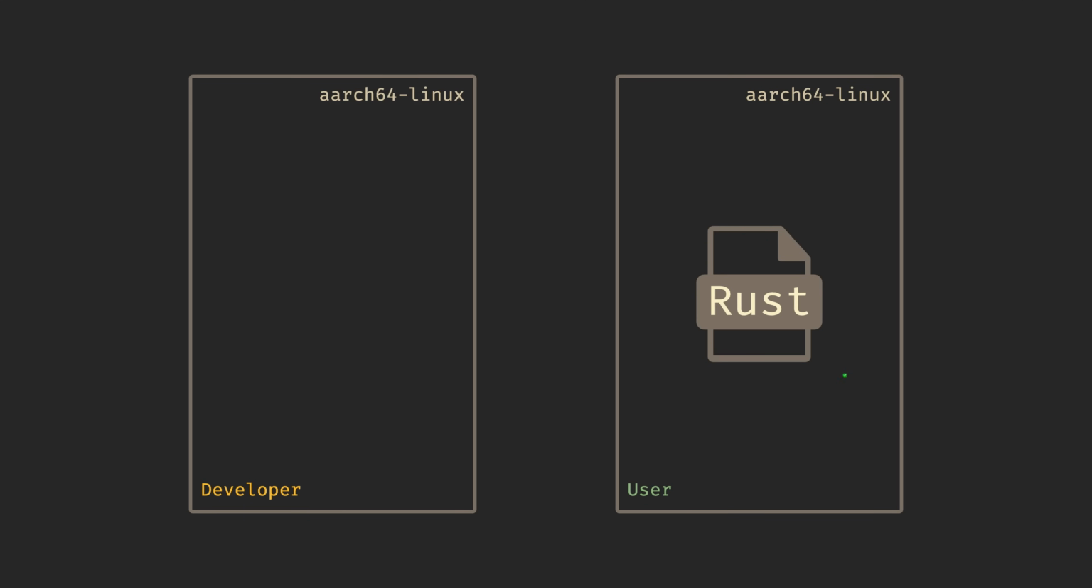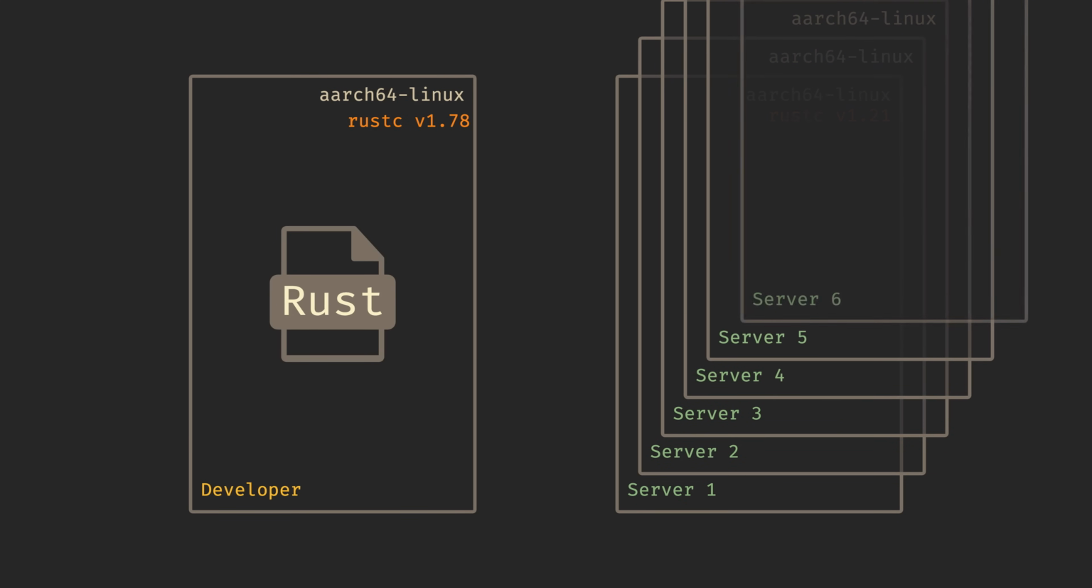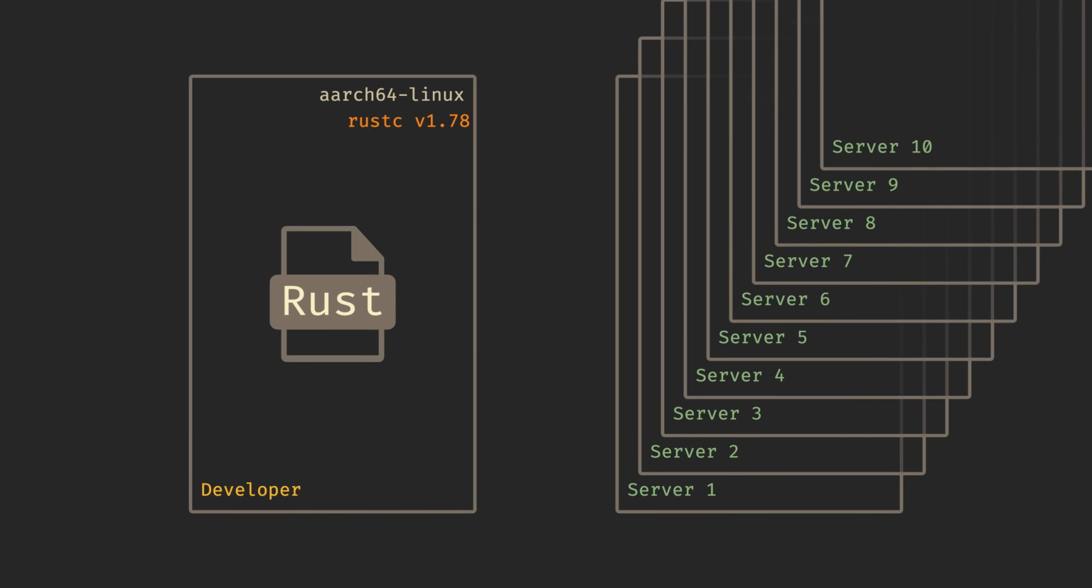For example, the user's machine might have a different version of the language's toolchain, causing incompatibilities. And problems surrounding dynamic libraries are also still a thing. Apart from that, the approach of compiling software for every deployment is slow and wasteful. Deploying to 10 machines means building it 10 times even if the machines are virtually identical.